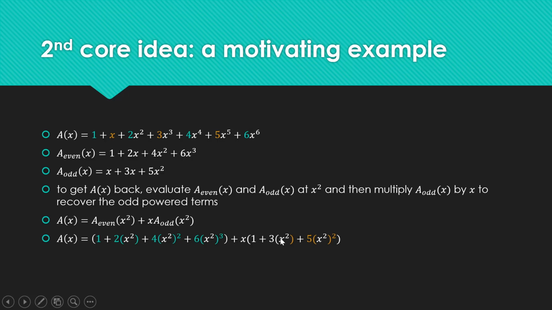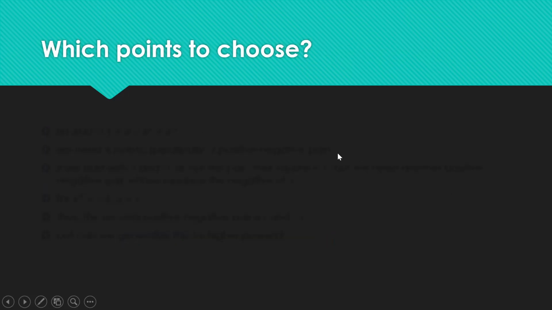For 3x squared, you recover 3x cubed, because this term will be multiplied by x distributed law. So we still have a problem. So which points to choose? So let's have another example here.